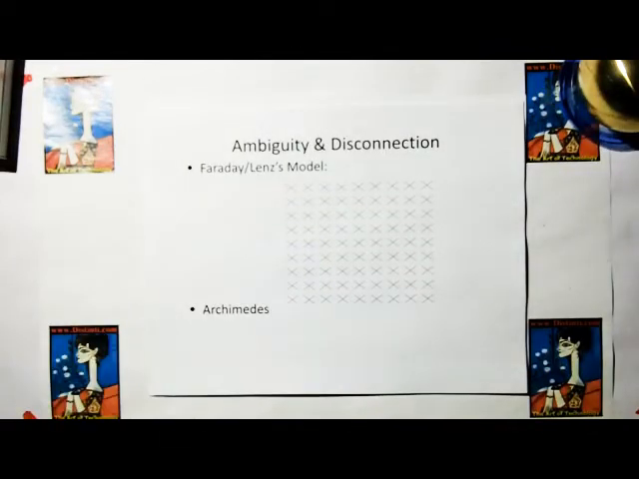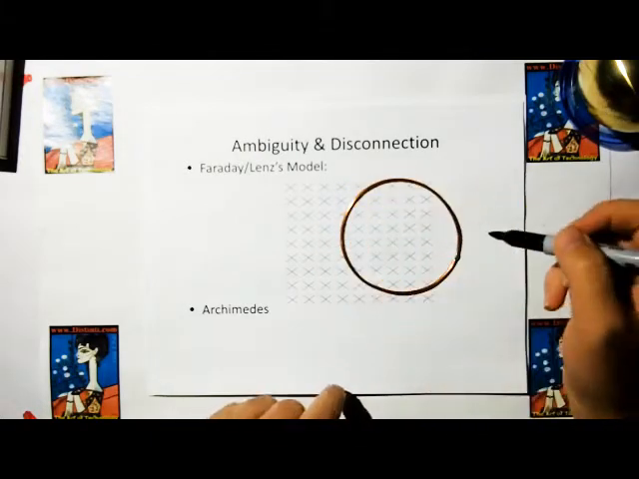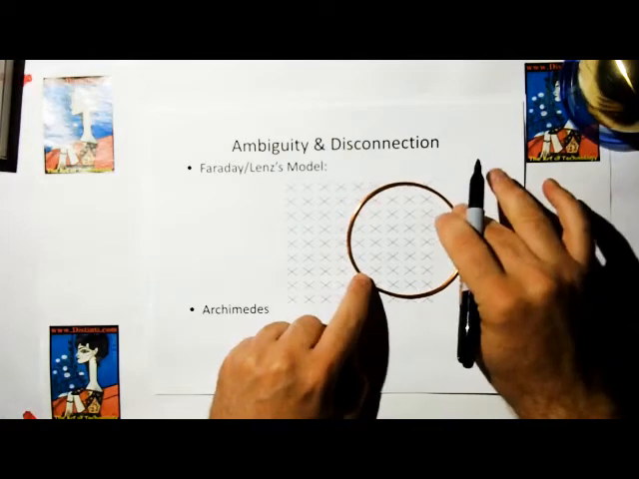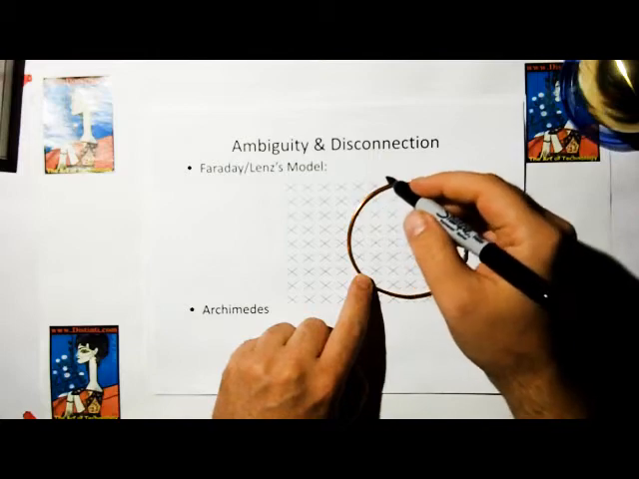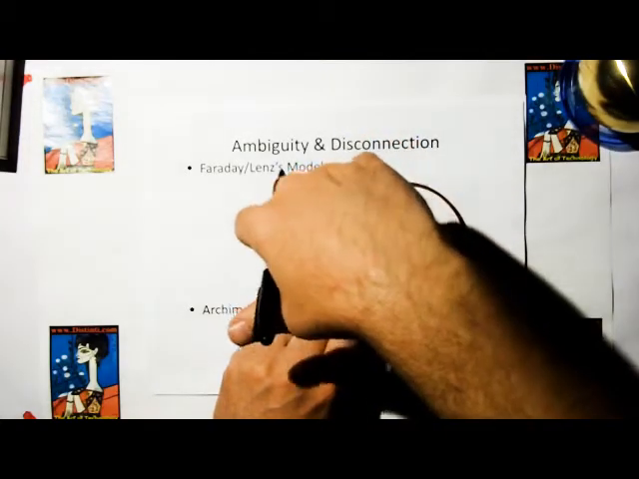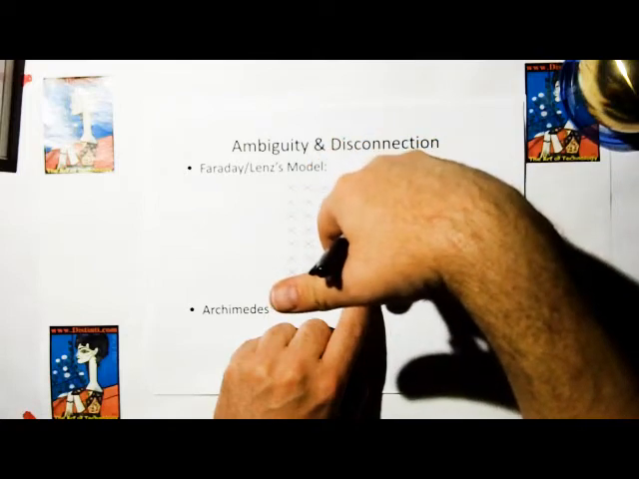Ambiguity and disconnection. Ambiguity is Faraday's law. For example, if this is a changing magnetic field, and this is a loop of wire, and the field goes beyond what we show here, then according to Lenz's law and Faraday's law, it's going to produce a current that's going to oppose a changing magnetic field.